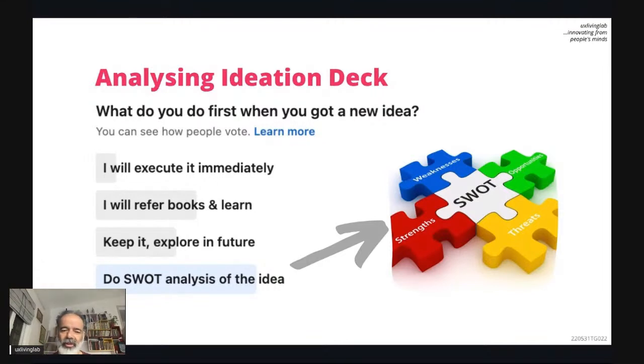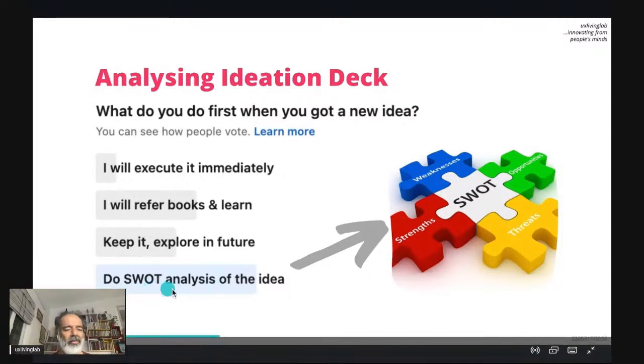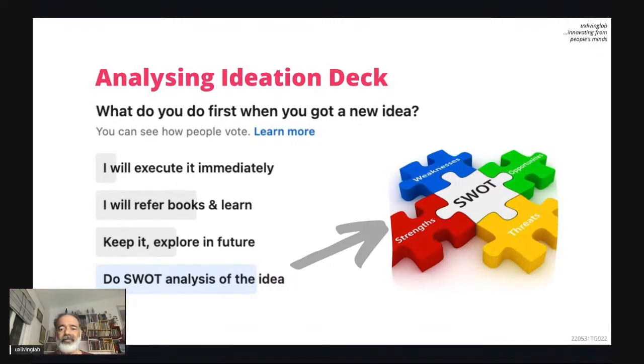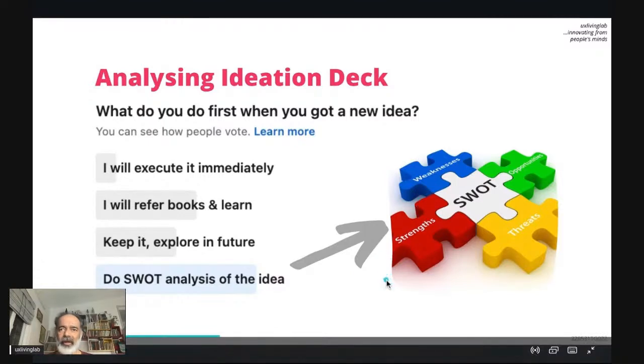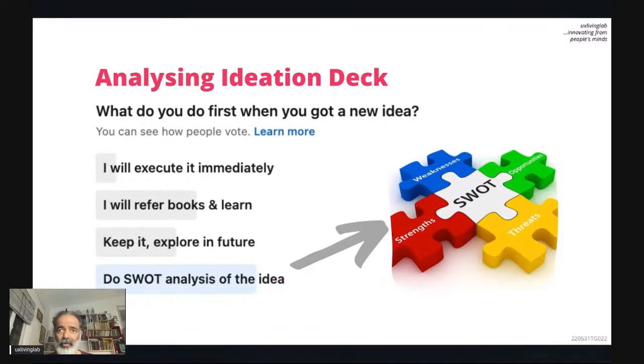So I'm questioning this answer. You have to think twice. The people who already answered this, if you are agreeing with that answer, you have to think twice. Doing SWOT analysis on that idea is not an intelligent step when you get a new idea, because you are not an expert. Otherwise, you have to engage an expert to do SWOT analysis. That's fine. But at the point when the idea triggers in your mind, you are not an expert. So avoid it.